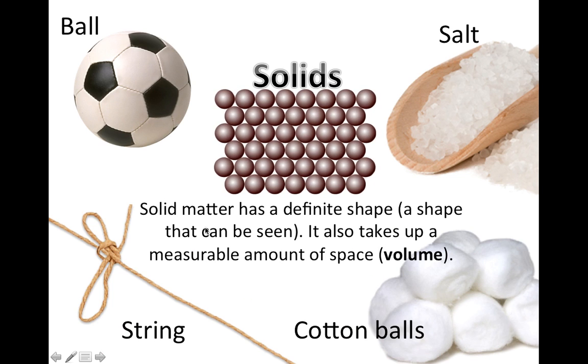So solids. Solid matter has a definite shape. It means a shape that can be seen. It also takes up a measurable amount of space. That's its volume. Here we see a ball, string, cotton balls, and salt. You can see they have a definite shape. Even if we were to untie the string, it would still be a string. And if we tore up a cotton ball, you would have just pieces of cotton, and they would each have their own definite shape.